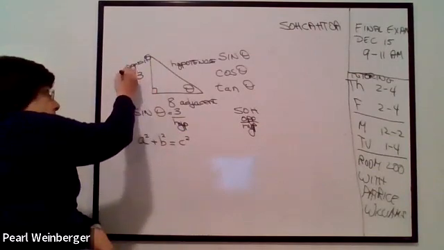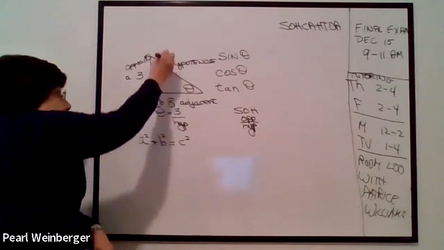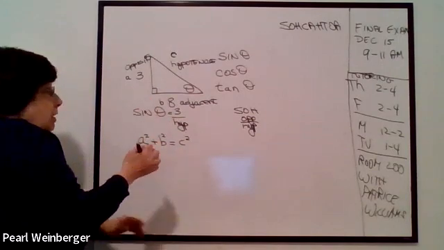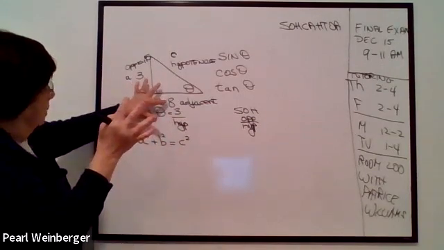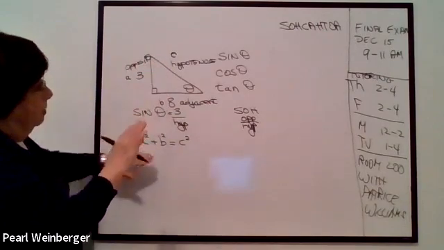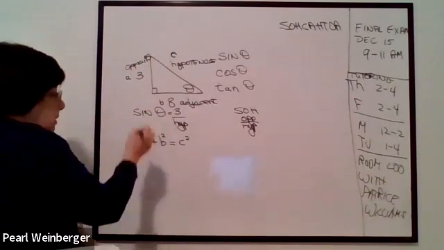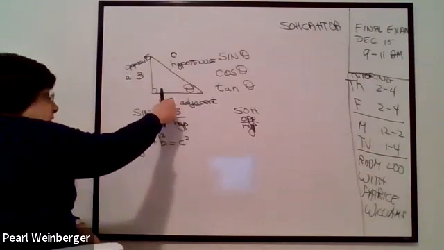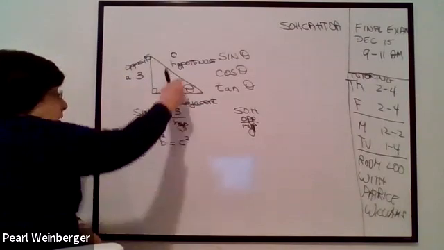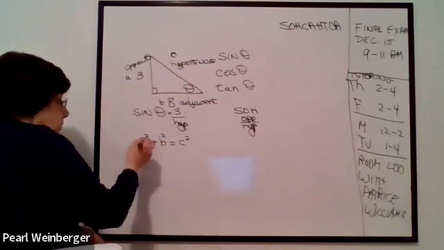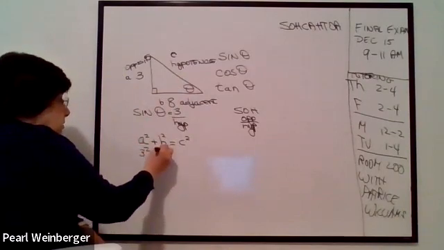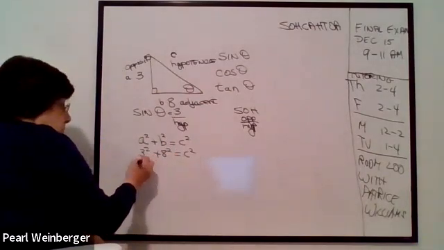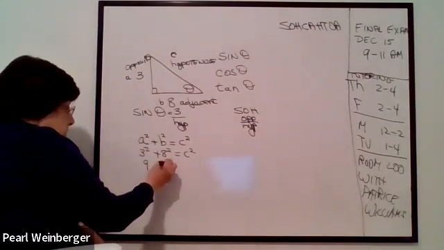Remember, here's my a, here's my b, here's my c. The c is always the hypotenuse. If I have two sides of the right triangle, I can always figure out the third side by using the Pythagorean theorem. It doesn't matter if you call this the a, this the a, or this the a, it doesn't make a difference. The c is always the hypotenuse. So it'll be 3 squared plus 8 squared equals c squared. 3 squared is 9. 8 squared is 64.